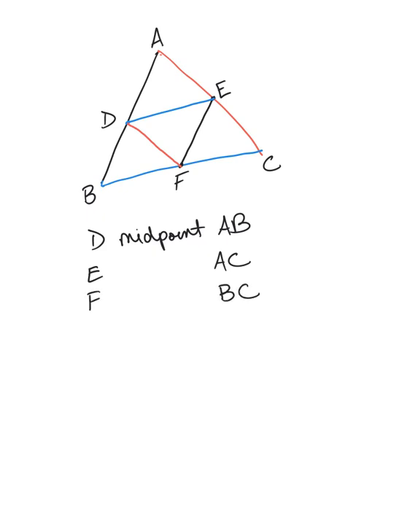As the previous video mentioned, if D is the midpoint, that means AD is congruent to BD, and AE is congruent to CE, and BF is congruent to CF.